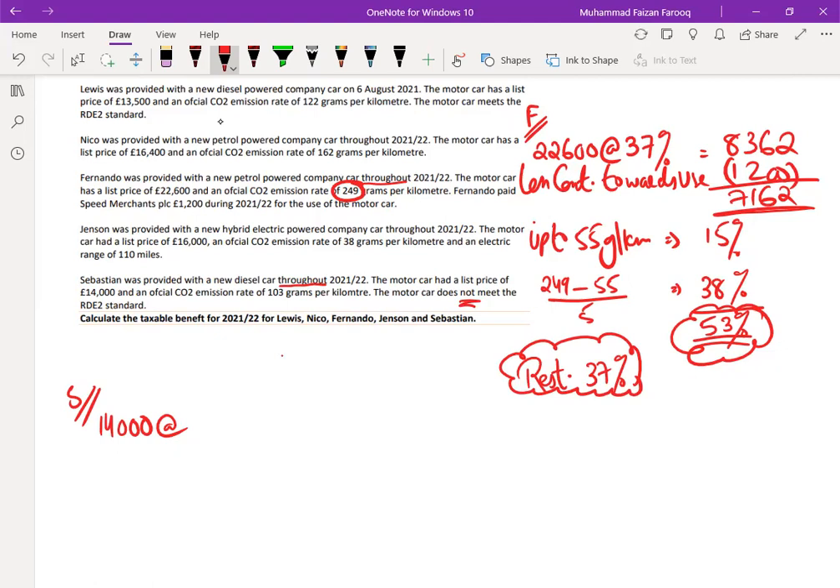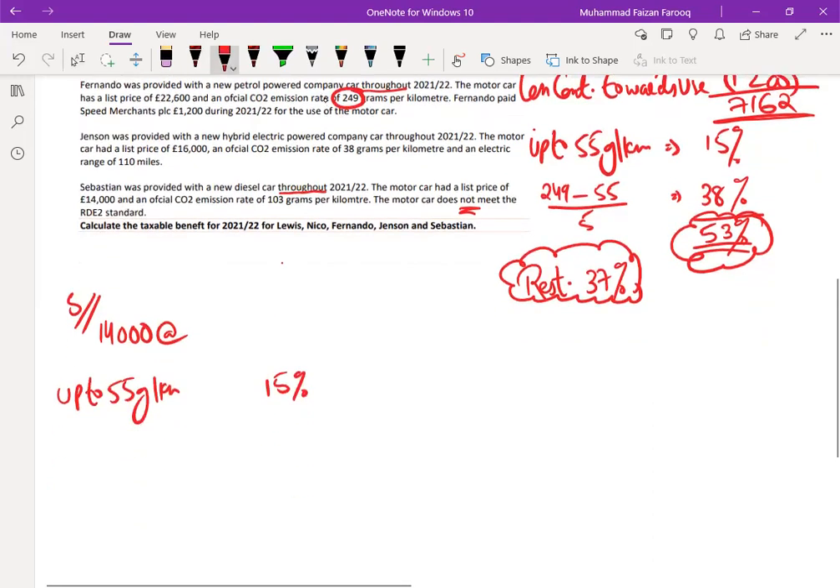This car is not meeting the RDE2 standard. So okay, no problem. We will work the same as we did before. Up to 55 grams, how much? 15%. Okay, fine. And the excess is how much? What should be the answer? 9%. If it is a petrol car or a car which is meeting the standard, that's the answer.